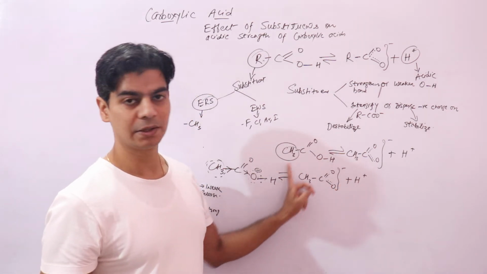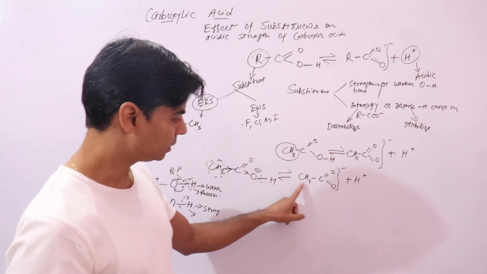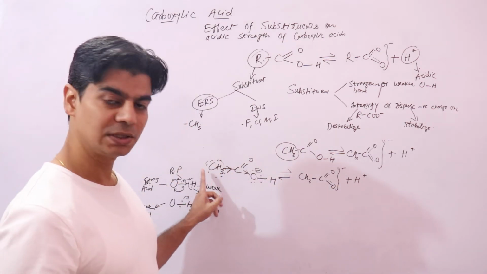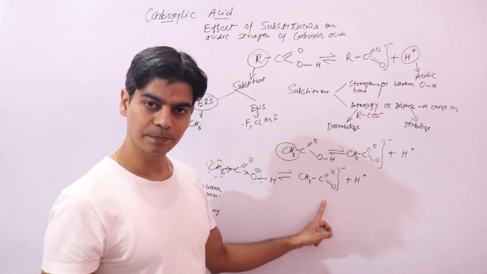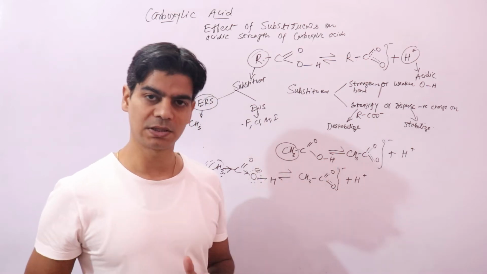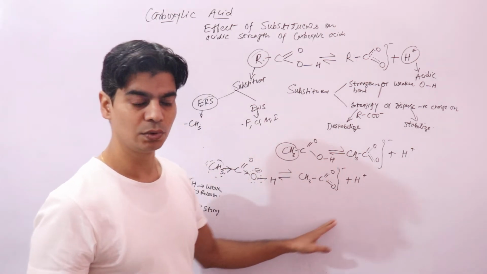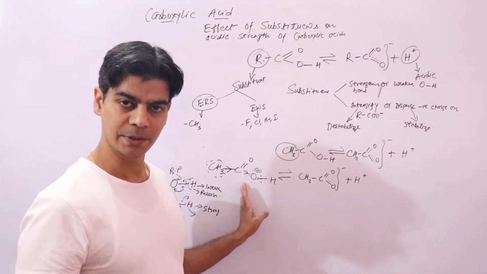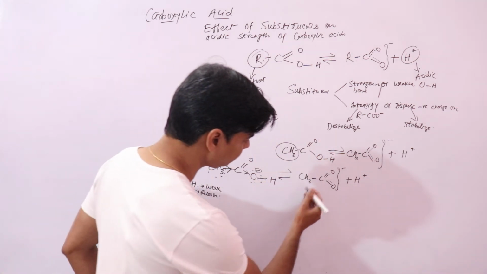Because it has more negative charge due to the presence of this electron releasing methyl group, right? So what we say is that this methyl group will intensify or increase negative charge, thereby making this acetate ion unstable. Since it is unstable, it will immediately combine with hydrogen ions to give you back acid, right? That is why your acetic acid is a weaker acid, right?